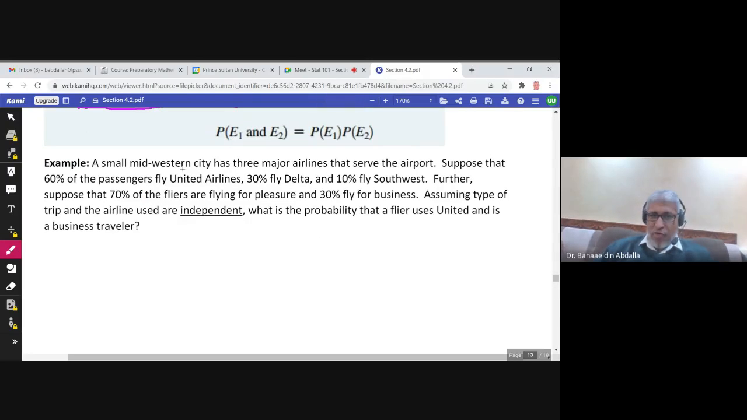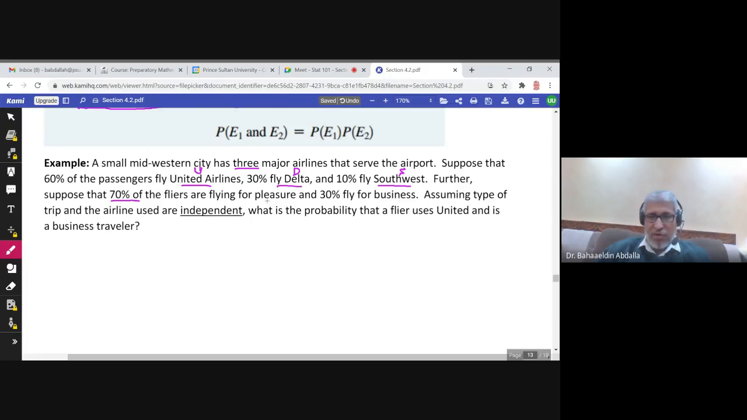A small Midwestern city has three major airlines that serve the airport. Suppose that 60% of passengers fly United Airlines, and let us call this U. So what is the probability of U? 60%. 30% fly Delta. What is the probability of D? 30%. 10% fly Southwest, let me call S. The probability is 10%. If you add these probabilities, you should get 100 because we have only three major airlines in the city. Further, suppose that 70% of the flyers are flying for pleasure.